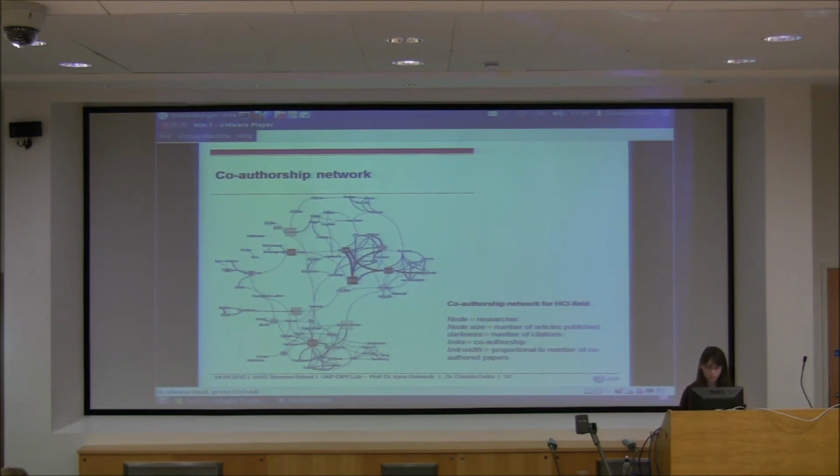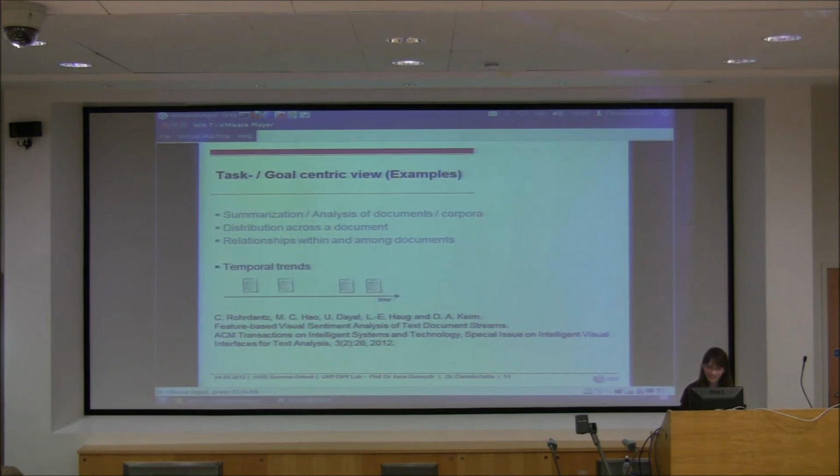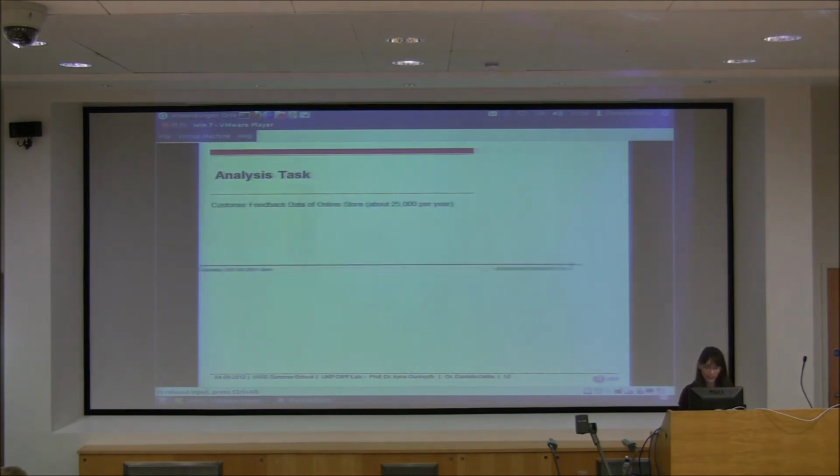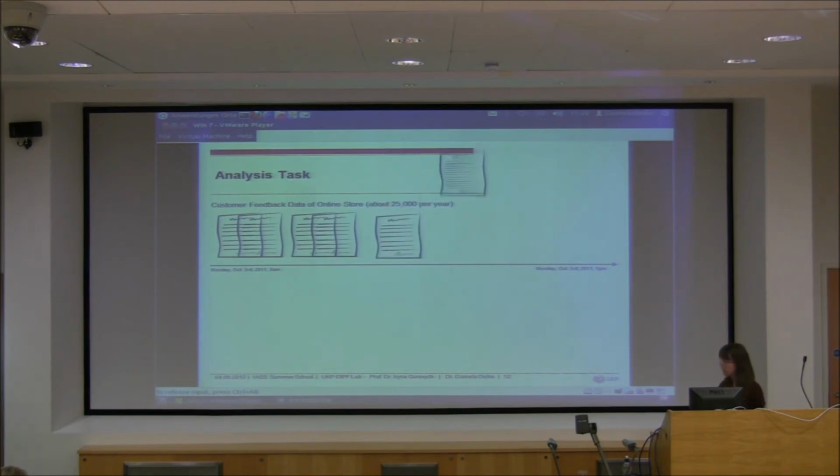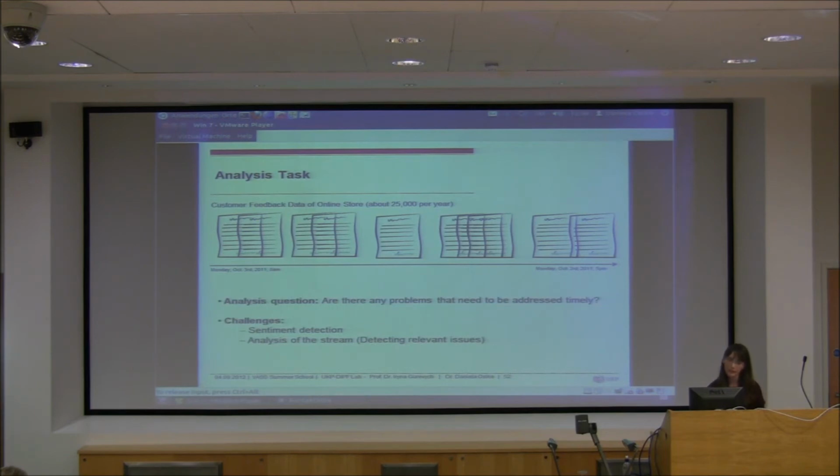Okay, last point. Temporal trends. And here I want to show you an example in which customer feedback data of an online store was explored. They got about 25,000 of those customer feedback comments per year. So this is quite a lot. And what the company is interested in is basically if there are any problems that need to be timely addressed.